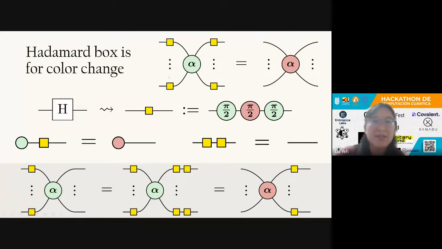Some of the intuition about this is that the Hadamard gate is also called the quantum Fourier transform for a qubit, and it's because it's transforming between the Z and X bases. So that's literally what it's doing. And because we used these colors to represent which basis the eigenvectors of it would be, this color change is literally how we notate, in ZX calculus, changing the basis.